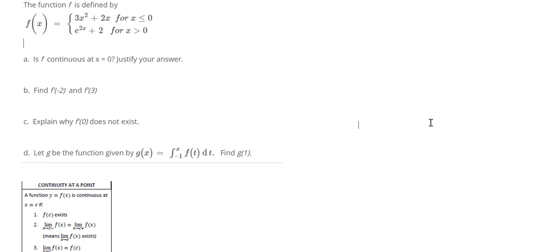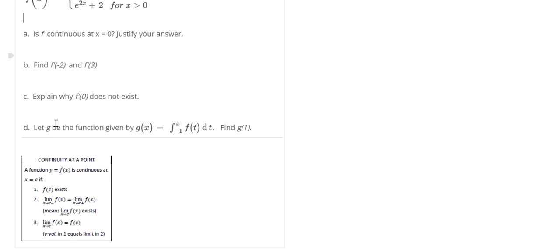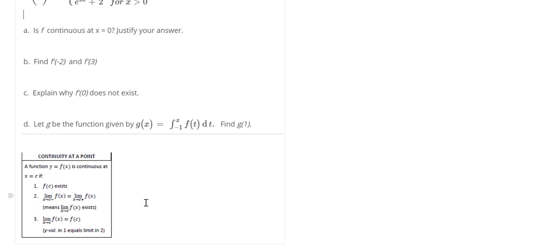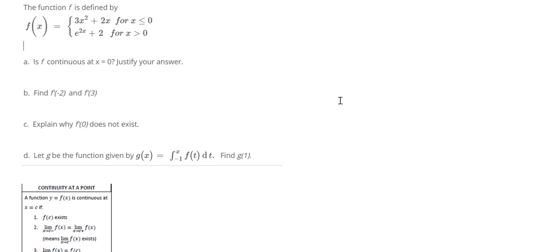So the second question gives me a piecewise function, and it asks me if f is continuous at x equals 0. Now when I go to my formula sheet and I screenshot what I see about continuity, I see that I have to prove a few things in order to say that it is continuous. I need to prove that the left-hand and right-hand limits approach the same value, and also that that value does exist and is equal to both of those things.